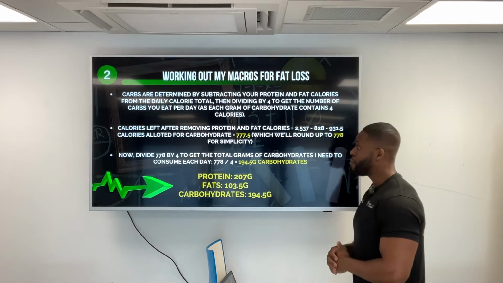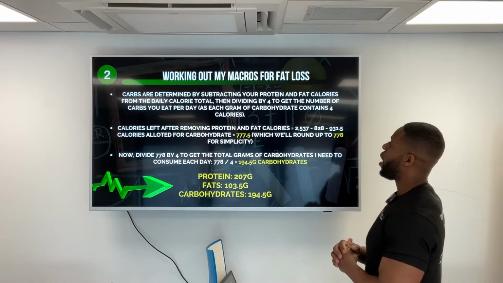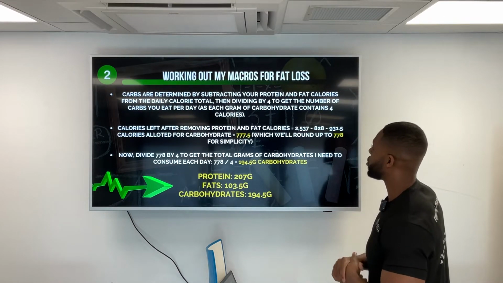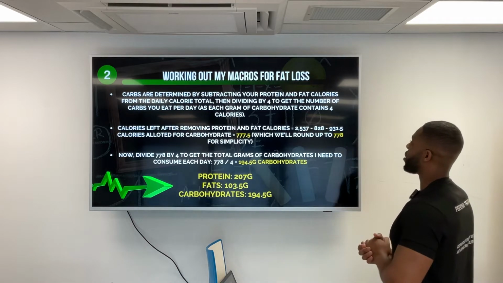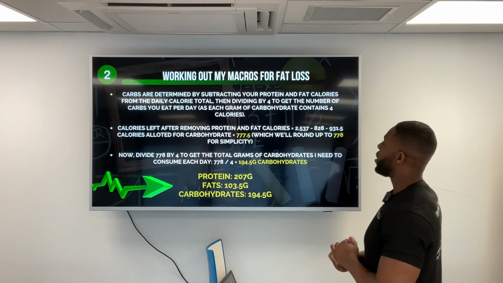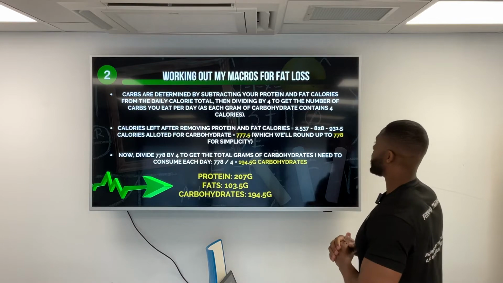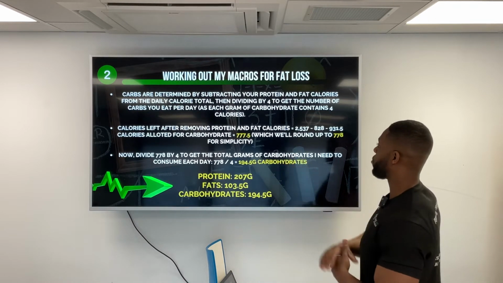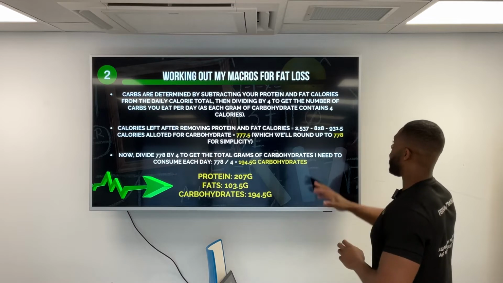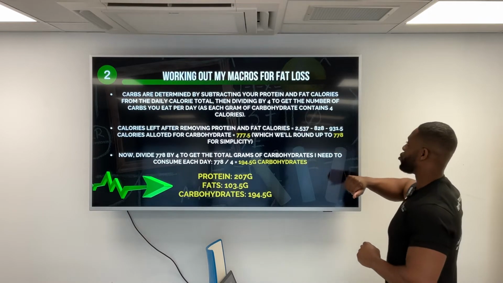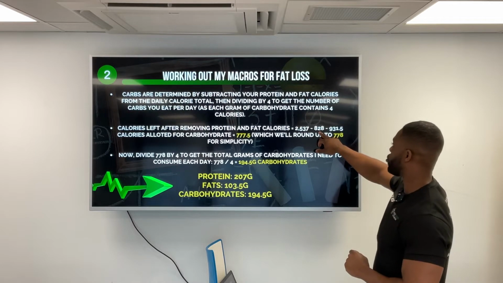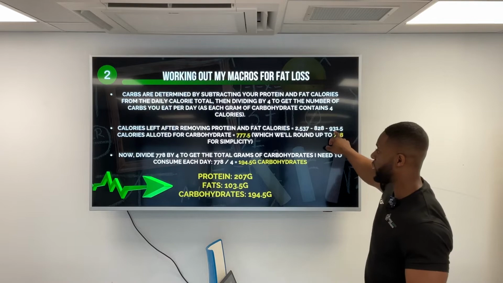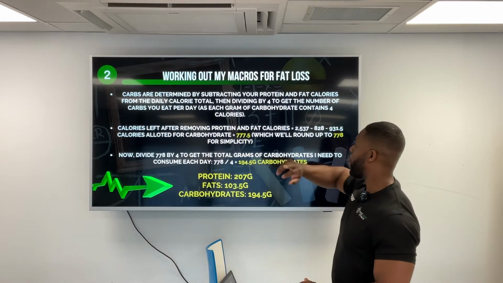Okay, so next stage, carbs are determined by subtracting your protein and fat calories from the daily calorie total, then dividing by 4 to get the number of carbs you eat per day. So as each gram of carbohydrate contains 4 calories per gram, as I've mentioned before as well. So calories left after removing protein and fat calories, 2,537, take away 828, take away 931.5, like we had in the last slide, is the calories allotted for carbohydrates.